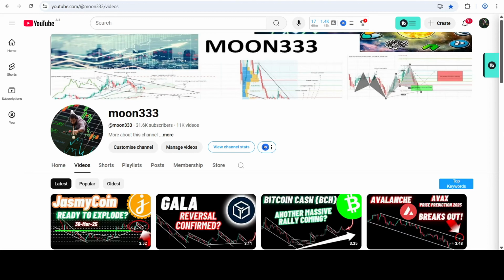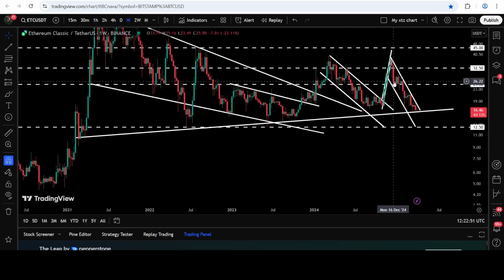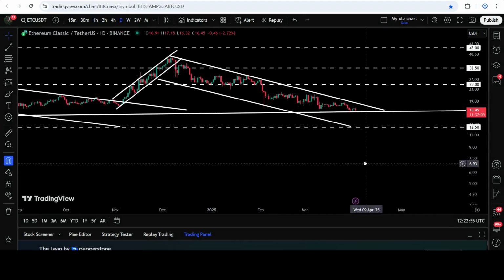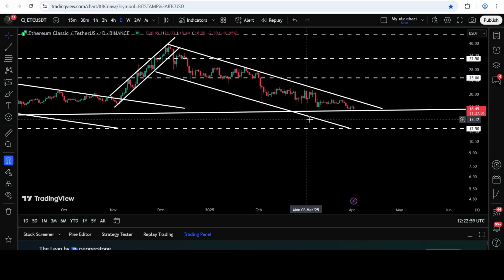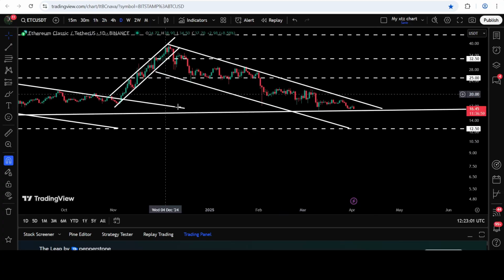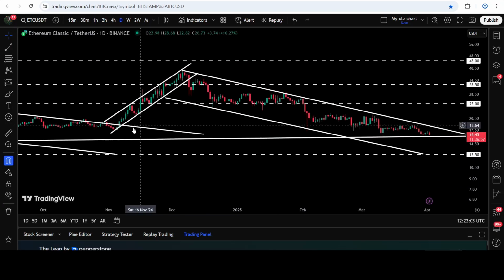Welcome to the new update on Ethereum Classic. The price of Ethereum Classic is still moving inside this down channel. By the way, this channel is more visible on the daily time frame chart. While moving inside this channel, it dropped down at this very long-term uptrend line support. Before that, we also broke down this up channel, and after that, we had this big drop. While moving to the downside, the price formed this next down channel.